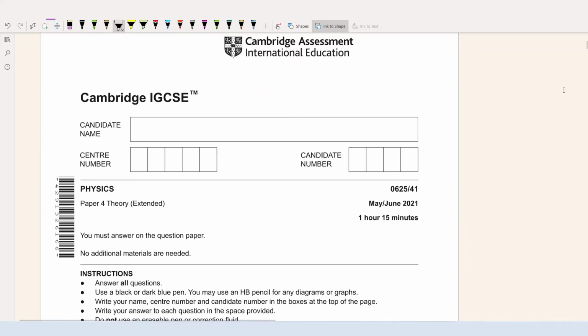We're going to be doing Physics 0625/41 May/June paper 2021 today.